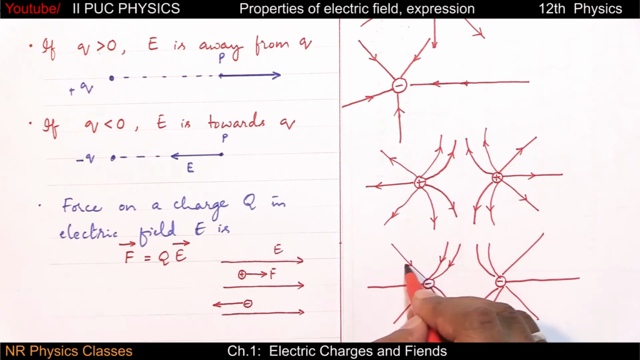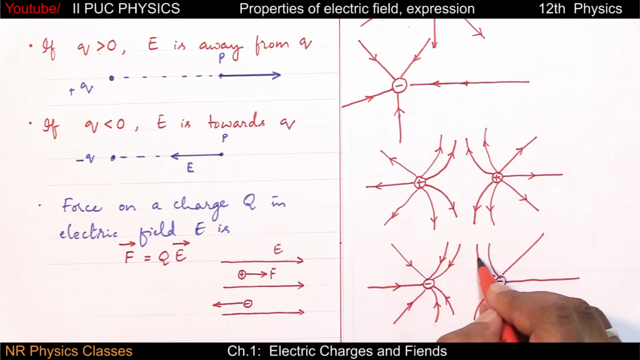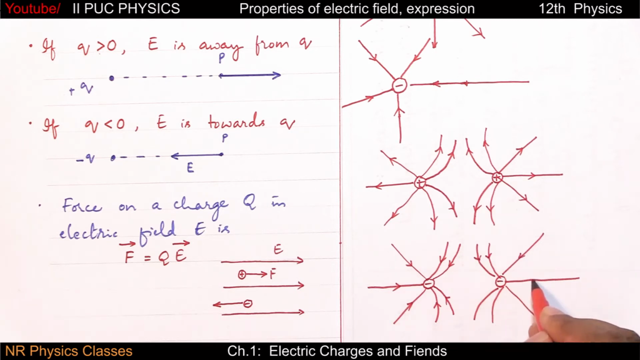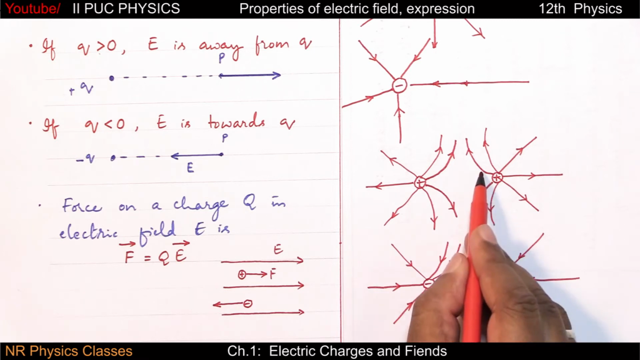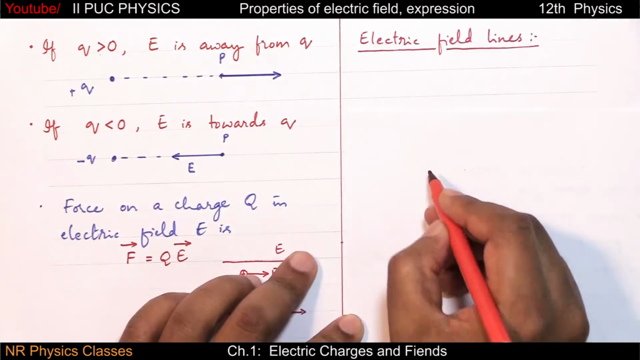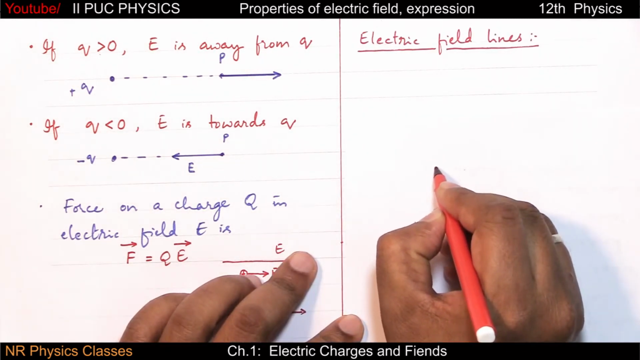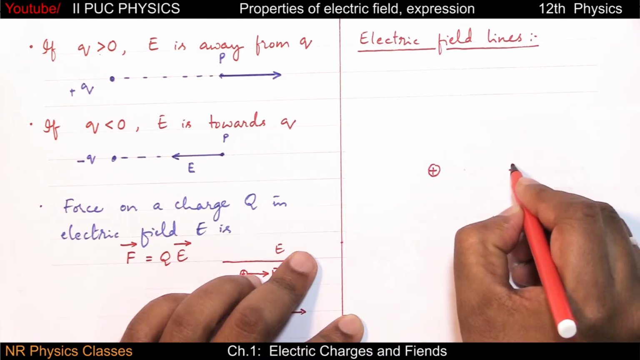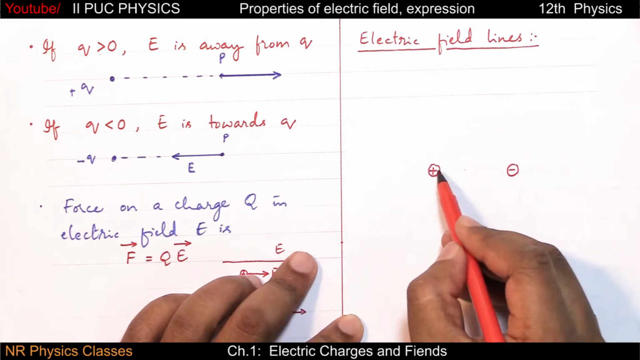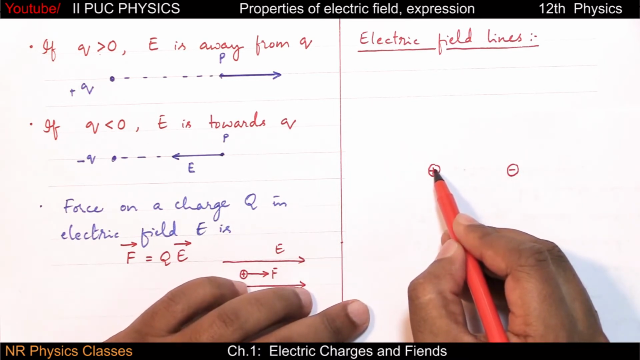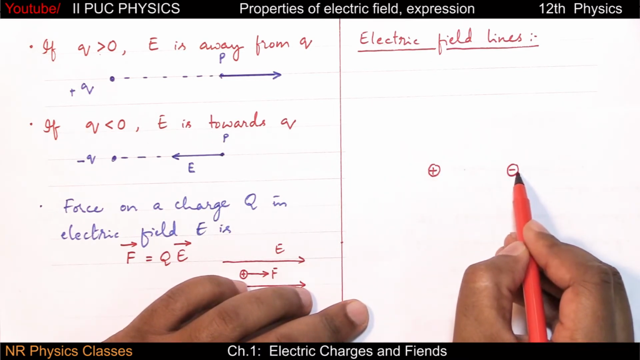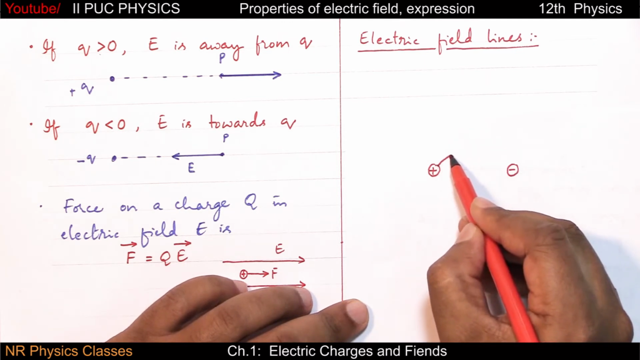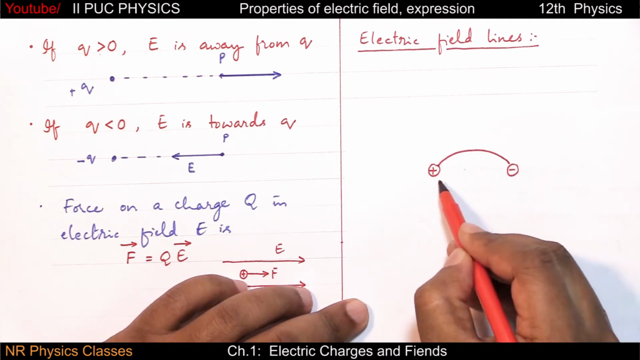Towards negative charge. Like this, only the directions are different. Now what if positive and negative charges are taken, plus and minus? Electric field lines are away from positive and towards the negative. Therefore, we should draw lines like this.